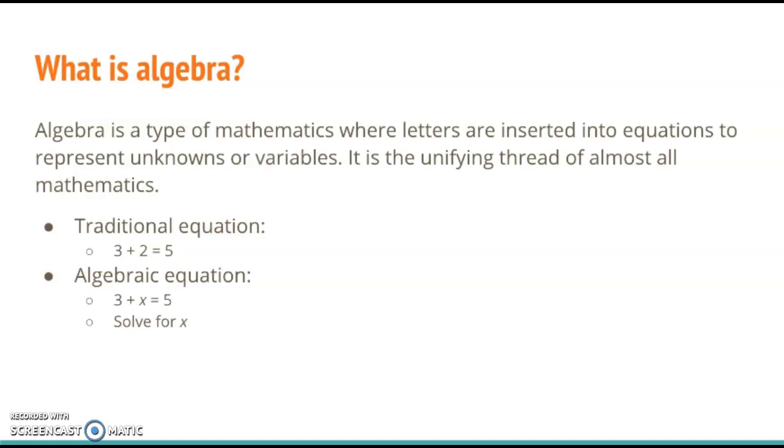In a traditional equation, you might see it written as 3 plus 2 equals 5. In an algebraic equation, one of the terms is unknown, or a variable, in this case, as it often is, represented by the letter x. So in an algebraic equation, 3 plus x equals 5, and you would then have to solve for the unknown, for the variable, in this case, x.